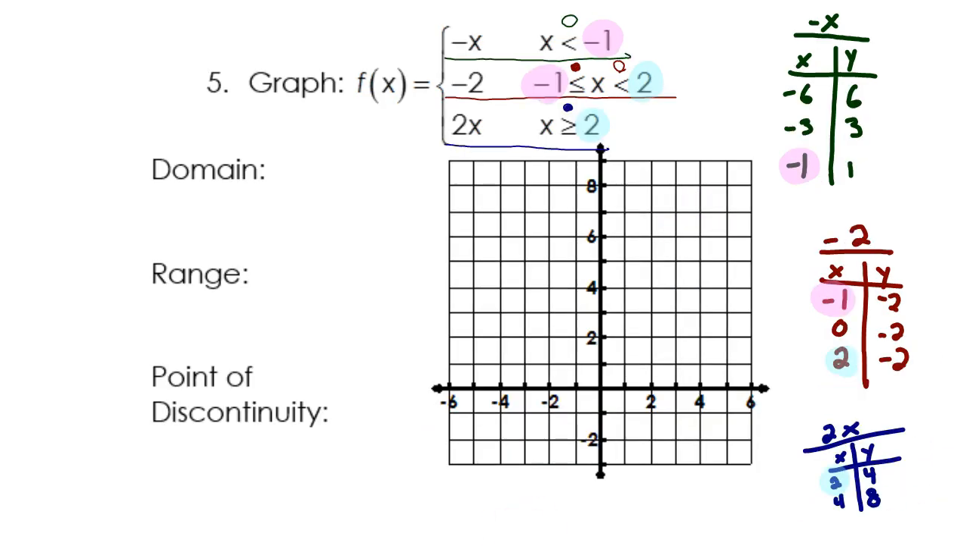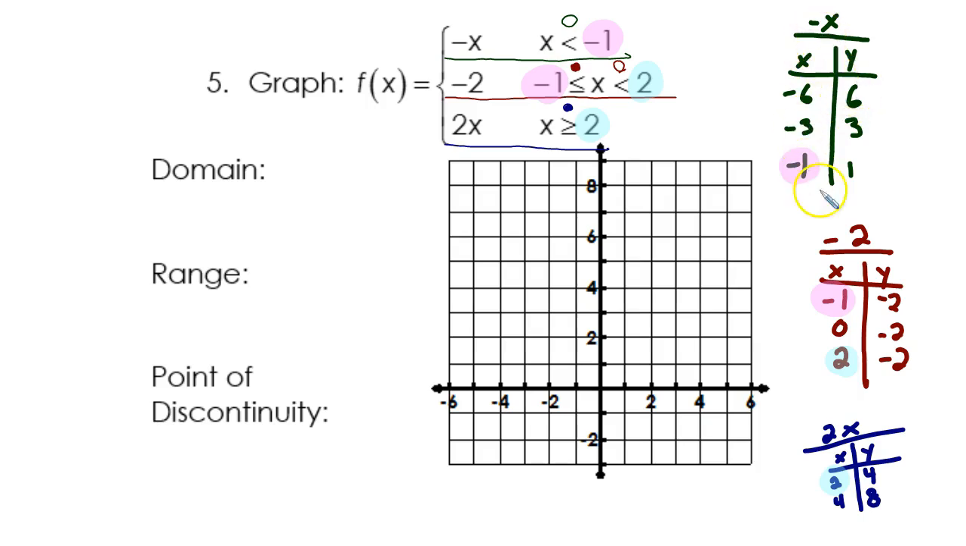We got another function. This one has 3 parts. It's going to behave 3 different ways. First, the function is going to be equal to -x for all x values less than -1. So when I find x values to plug in here, I'm going to choose 3 of them, and one of them needs to be -1. And the other 2 need to be less than -1. So I chose -6, -3, and -1.